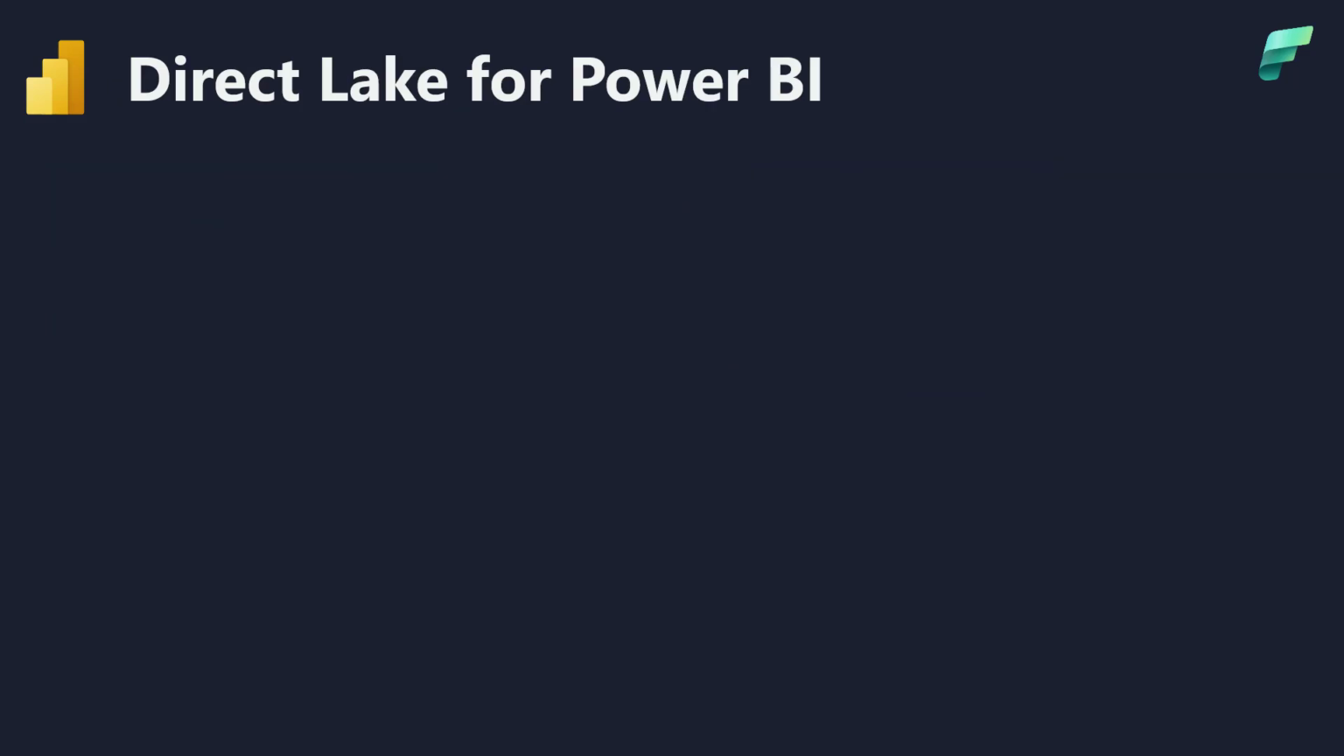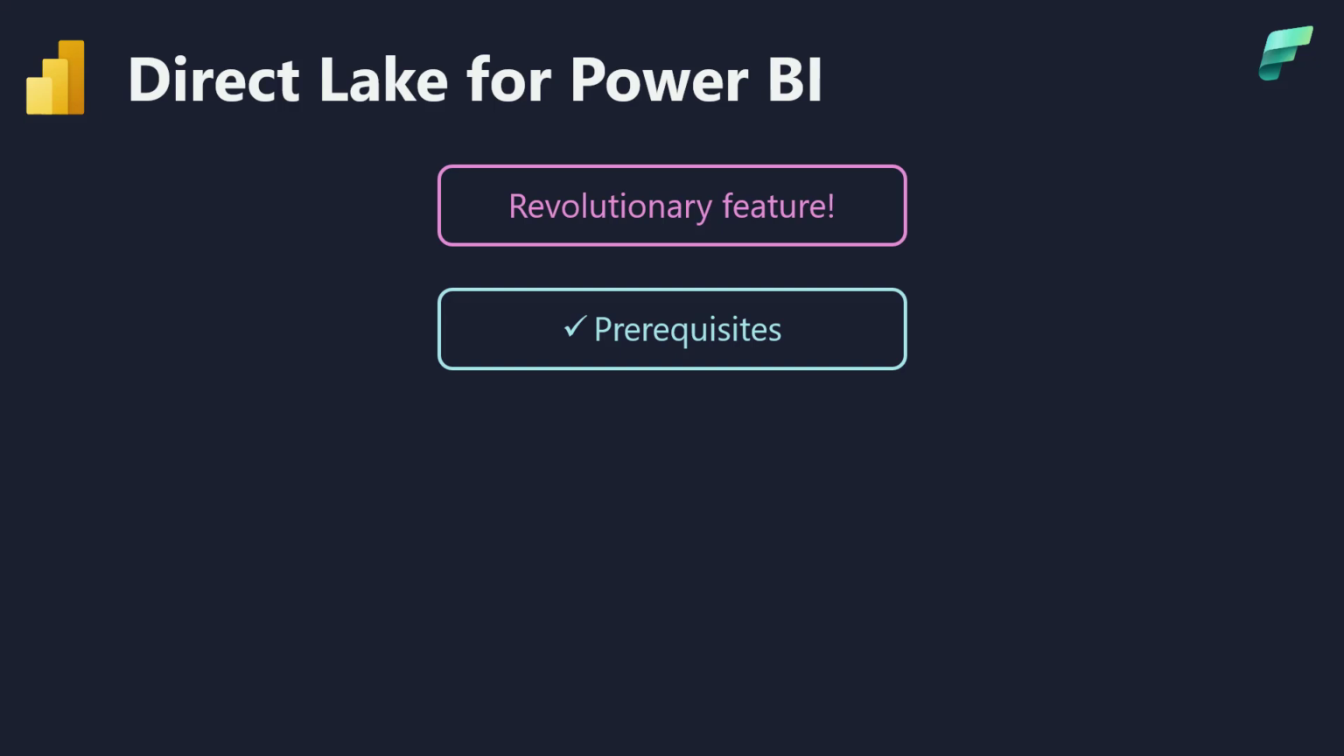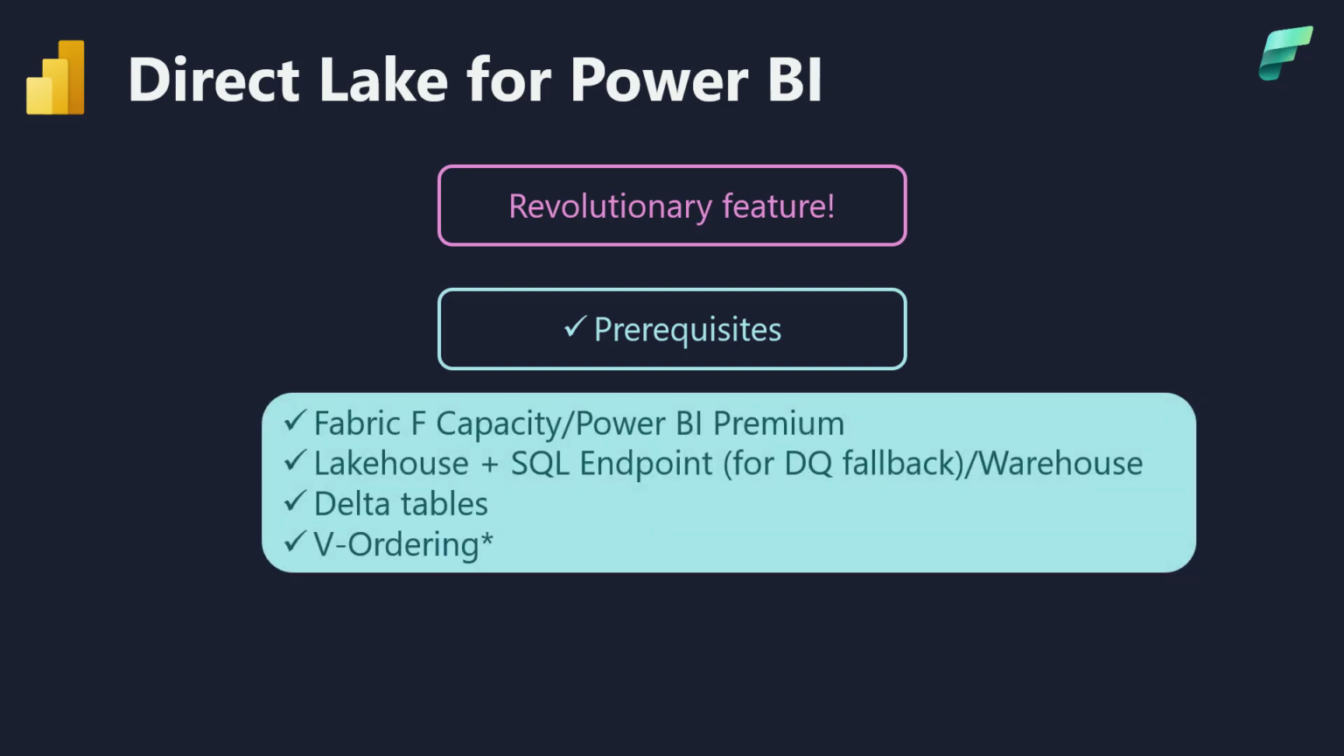If you ask me, Direct Lake is really something brand new in the data world, let alone in Power BI. Therefore, I honestly consider this feature revolutionary. And let me quickly explain why. Before I show you how Direct Lake works and why it is so special, let's first understand what are the prerequisites for using it. First and most important, you need either Fabric F capacity, no matter the size and power, or Power BI Premium capacity with Fabric Workspace enabled.